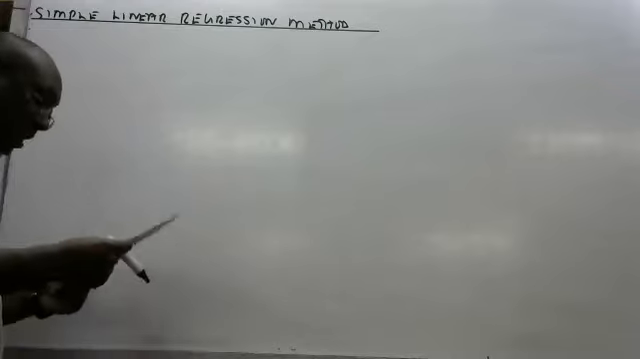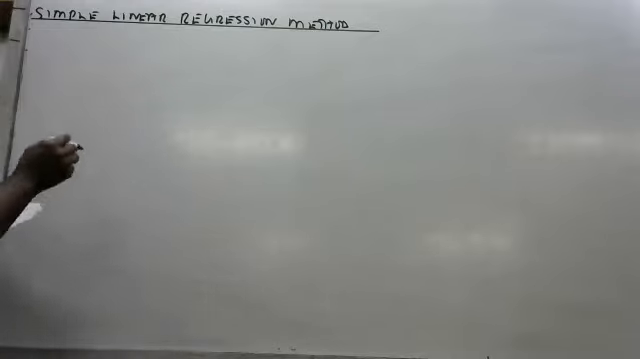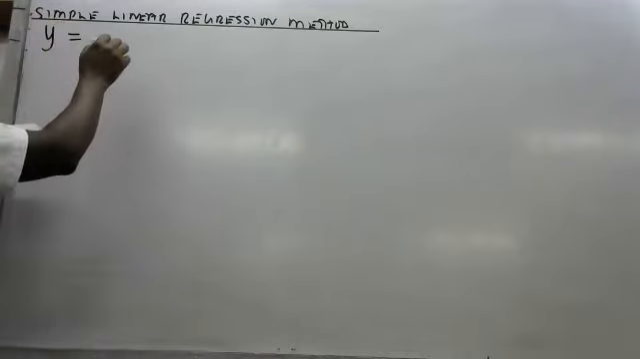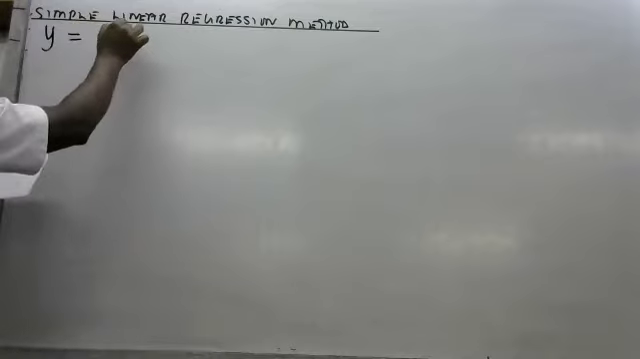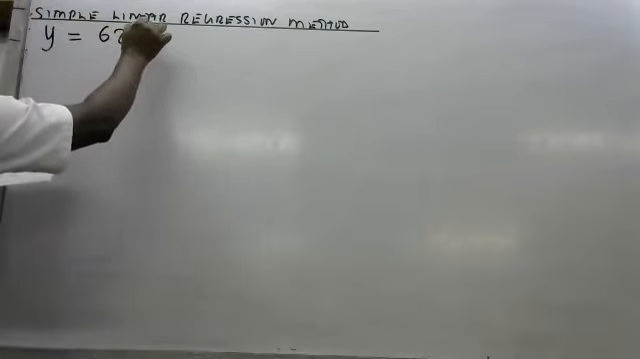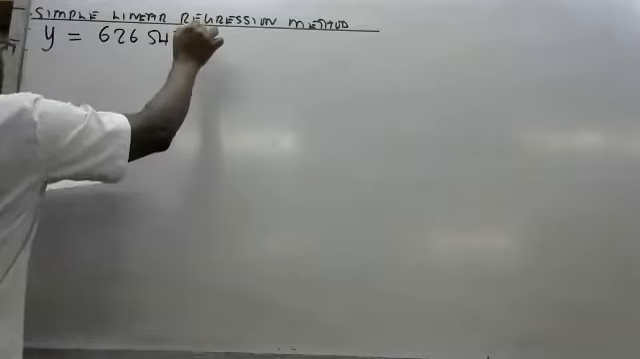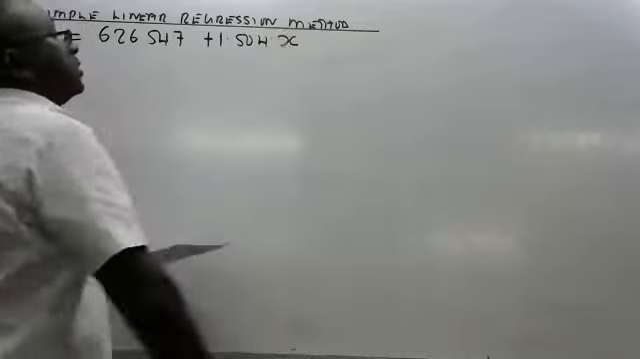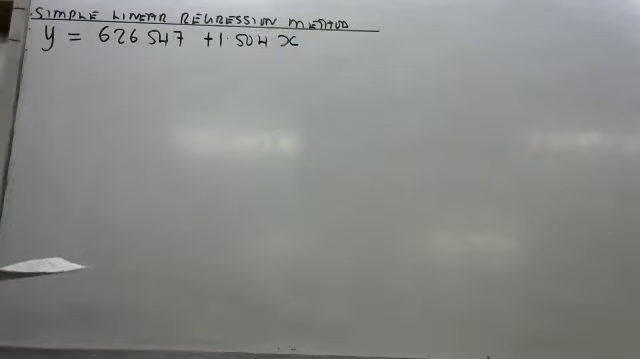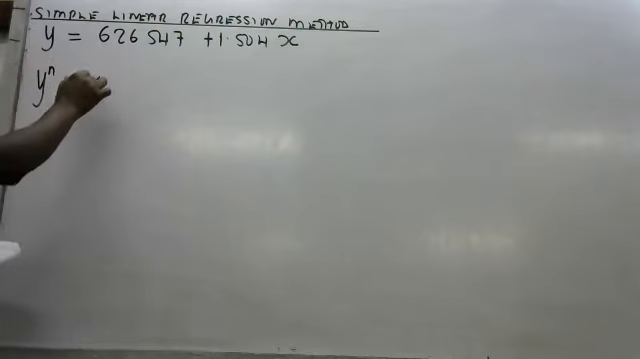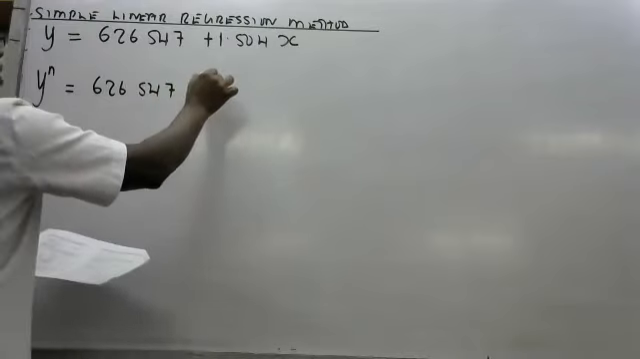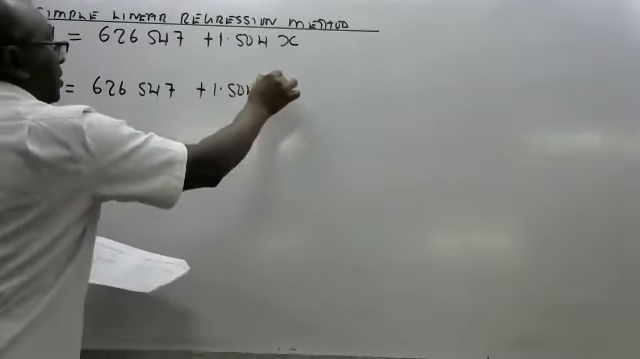If you look at information five, we are already told y is equal to 626,547 plus 1.504x. So when you are told to predict, y predicted then should be 626,547 plus 1.504 times 800.